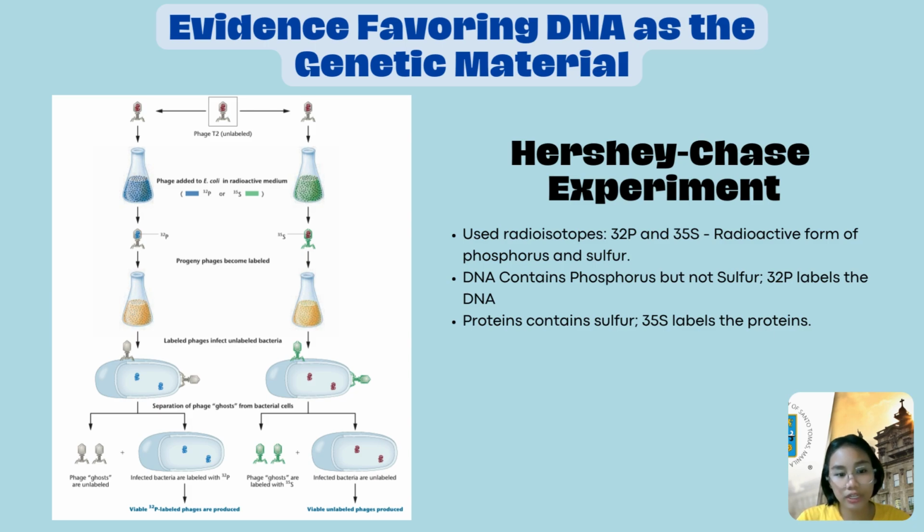Next is the infection stage. So the labeled phages were used to infect the E. coli bacteria. The mixture was allowed to proceed for a short period, enabling the phages to inject their genetic material into the bacteria. Then, the mixtures were agitated in a blender to separate the phage protein coats from the bacterial cells. The samples were centrifuged to separate the heavier bacterial cells from the lighter phage coats. And then the bacterial cells and the supernatant containing the phage coats were separately analyzed for radioactivity.